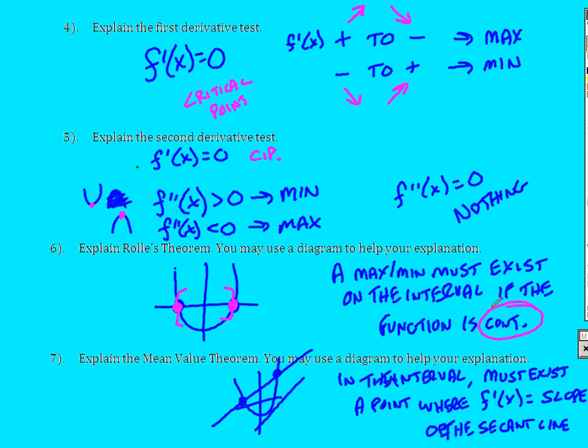We also need a continuous function for the mean value theorem. And in this one, all we're going to say is if we connect 2 points with a secant line that goes between them, then somewhere between these 2 points, there is a spot where the derivative is equal to the slope of that secant line. So all we're going to say is that f prime of x is equal to the slope of that secant line. So that happens like right there in that example. So use a diagram to help you explain.